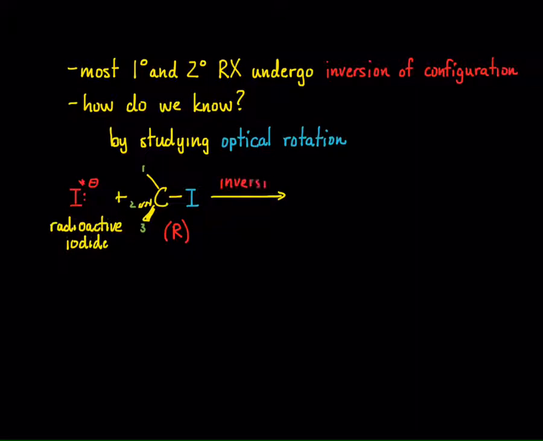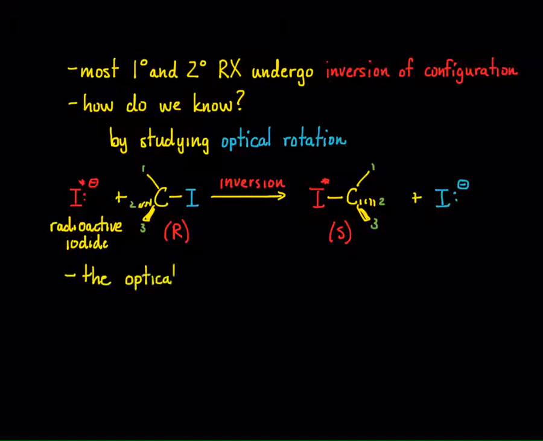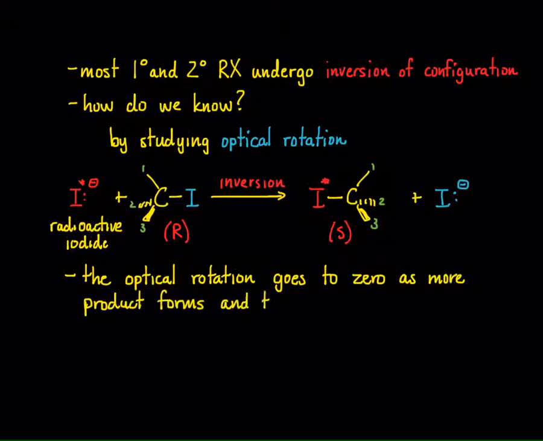And so when we do this, we actually see that we get inversion of configuration, where the absolute configuration is changing from R to S. Why do we know that? Because as we follow this reaction, what happens is the optical rotation initially goes to 0 because you're starting to form the S enantiomer. As more product forms, eventually the optical rotation reverses signs, and therefore we know that inversion is occurring in this process.